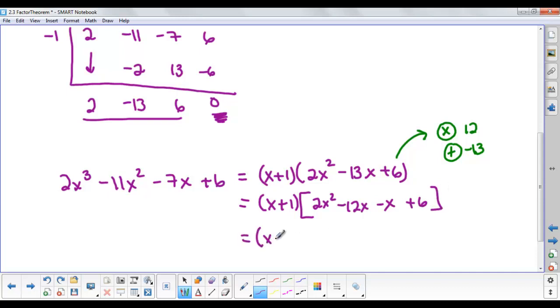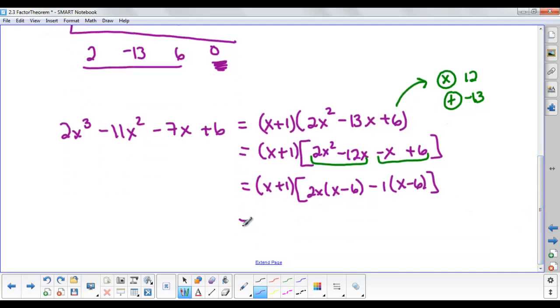And now that we have 4 terms here, we want to do the factor by grouping. So there are 2 groups. In the first group, a 2x is common, leaving me with x minus 6. And in the second group, I'll take out a -1, leaving me with x minus 6. And because the brackets are identical, I can write my final statement, which says factor out the x minus 6, and then we're left with 2x minus 1.